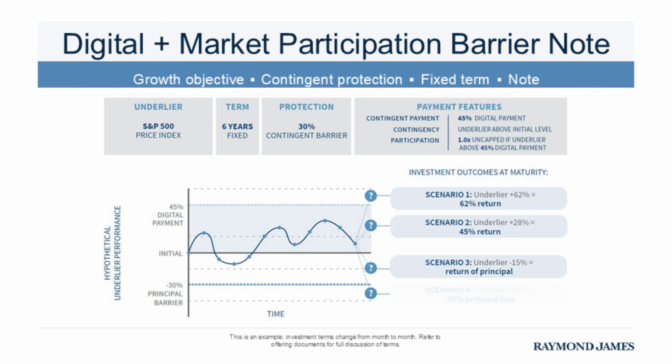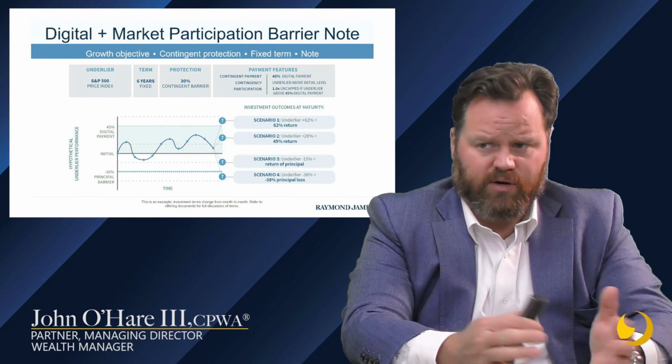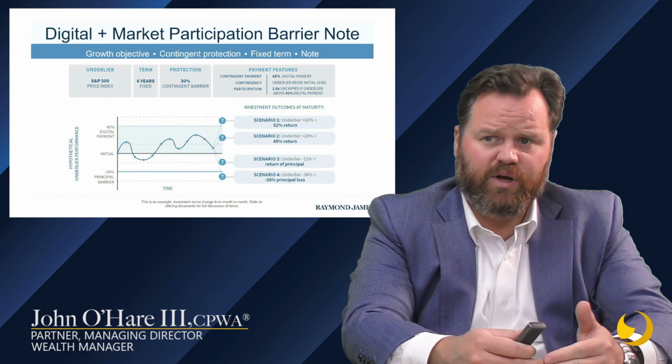On the downside, remember we have a barrier in place. So the barrier is 30%. We're down 15. We're within the barrier. Our principal is returned to us. And on the extreme downside, the market's down 38%. We get a 38% loss. So in this case, in the very extreme downside, we match the market.